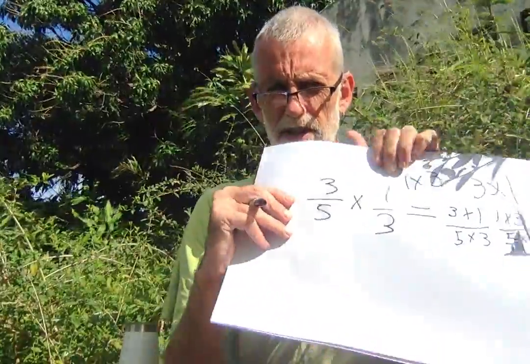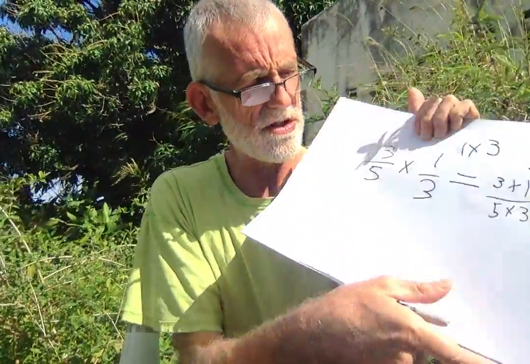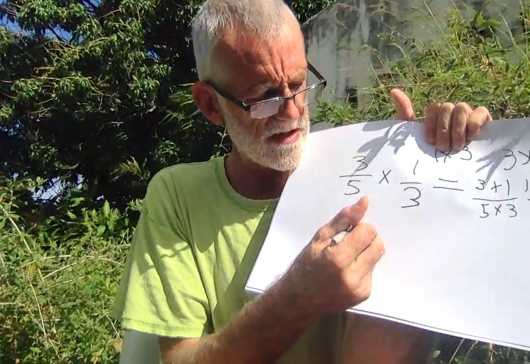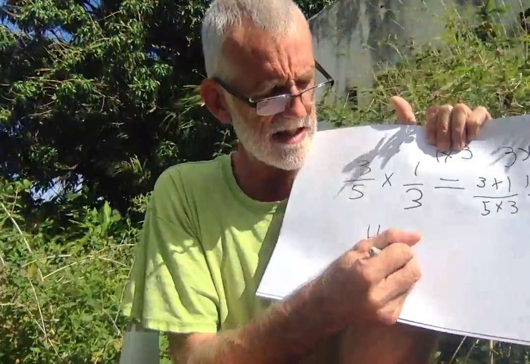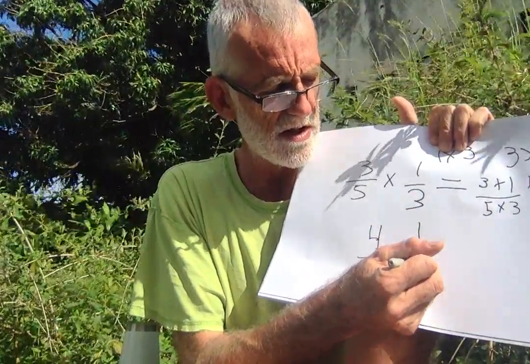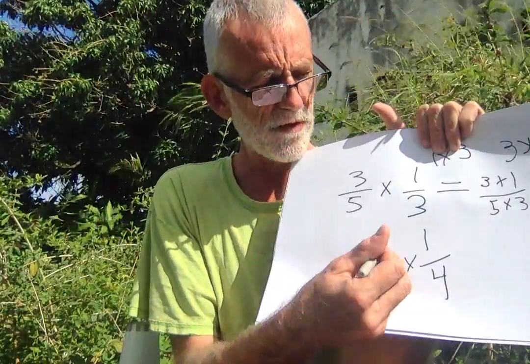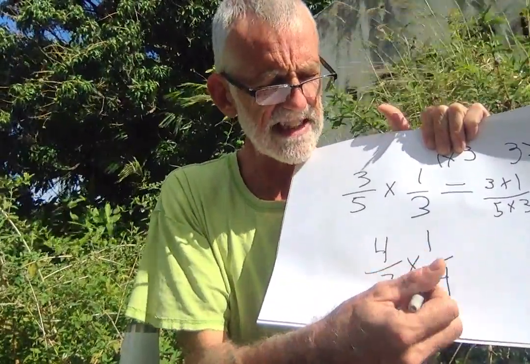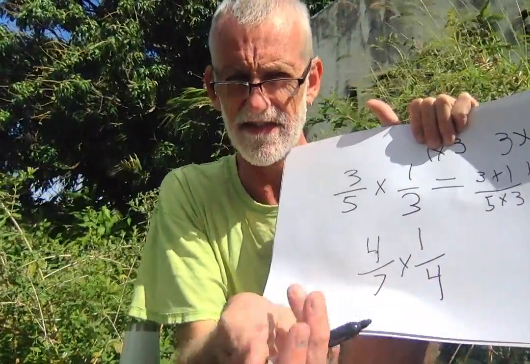Let's do one more of these that are kind of simple like that. Let's do 4/7 times 1/4. 4 times 1 is 4. 7 times 4 is 28. You have 4/28. You have to simplify.